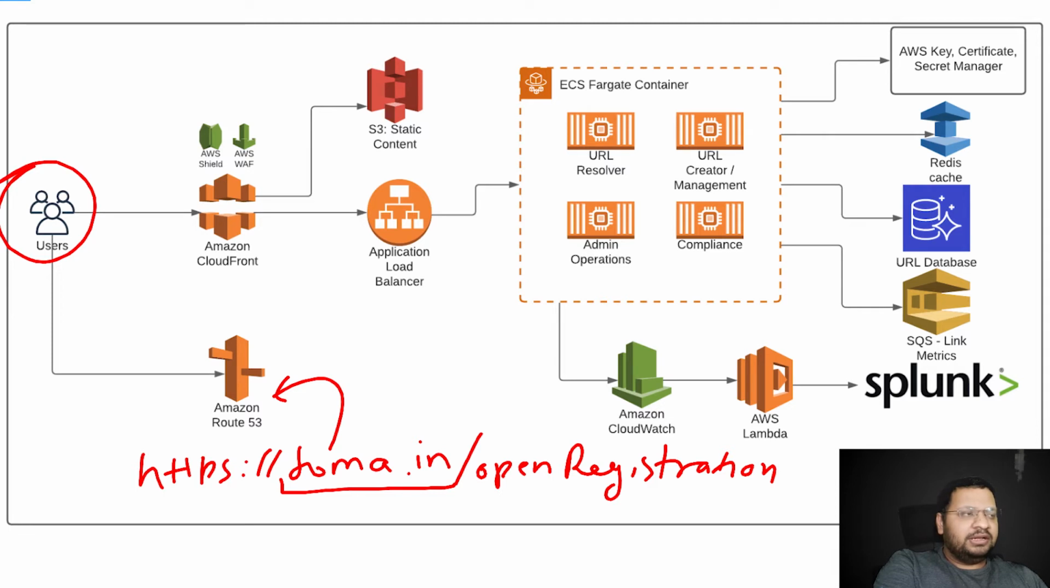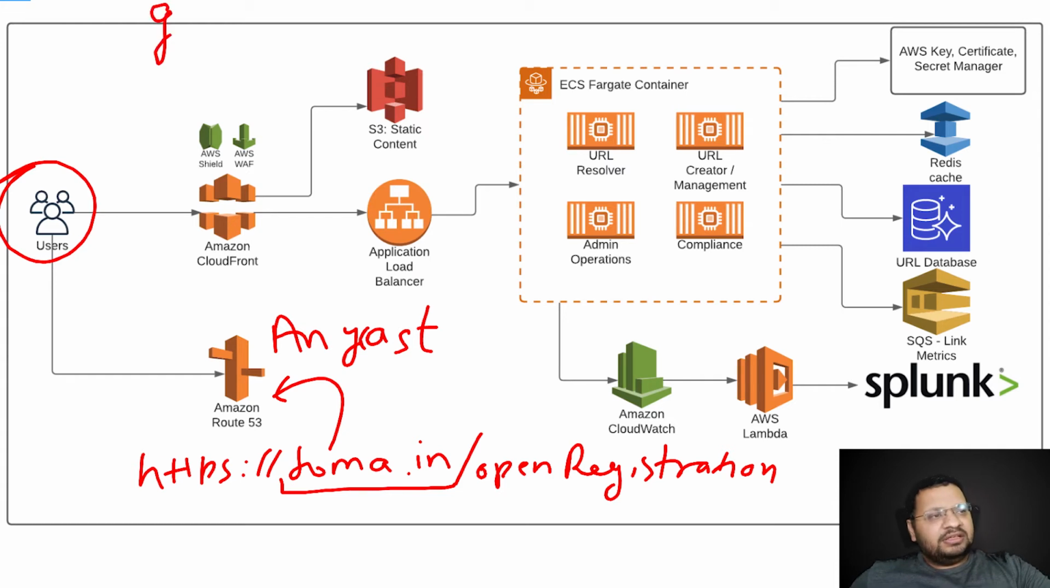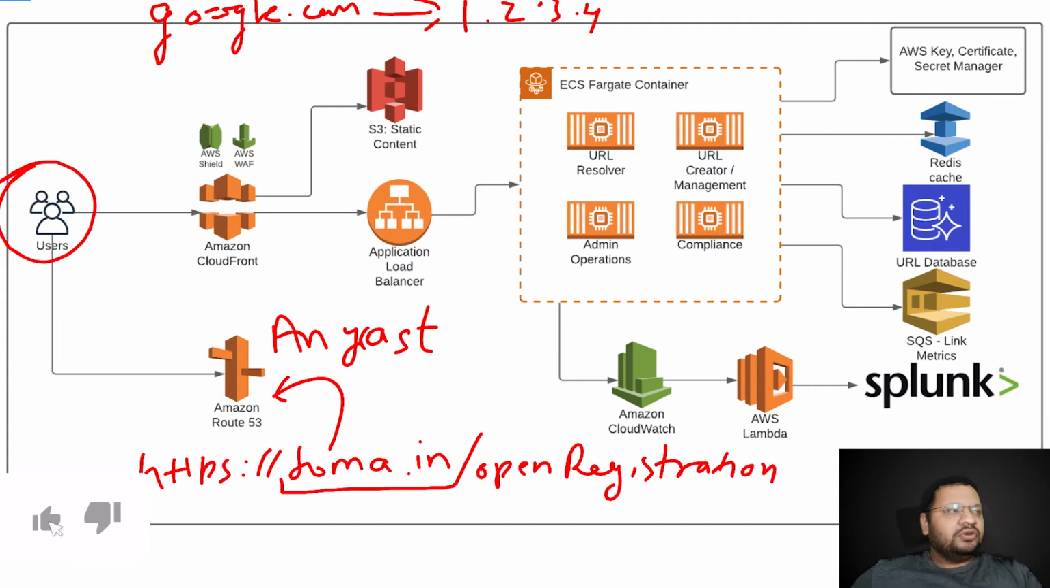Now, one thing to note is that since we're using CloudFront, the IP will not be unicast, but it will be anycast. Now, if you know what an anycast IP is: for every service, let's say Google.com, again a very basic example, we have some IP like 1.2.3.4. So these are the static or fixed IPs that are resolved to a particular domain name. These are called unicast IPs.